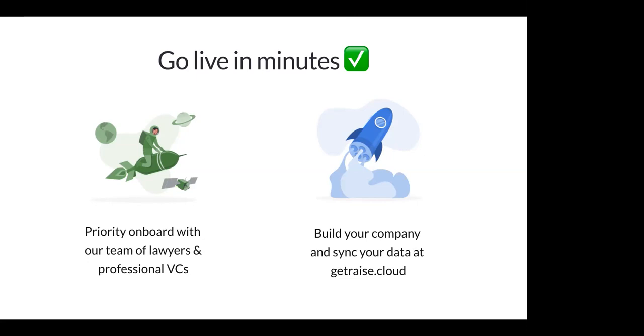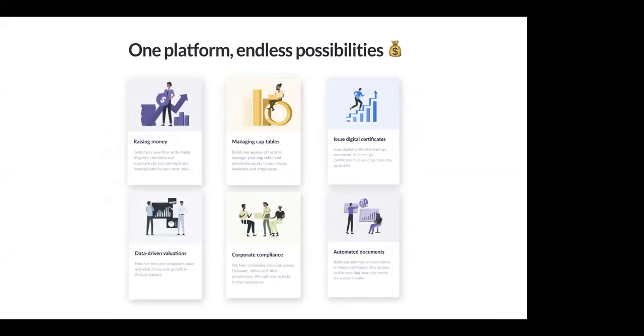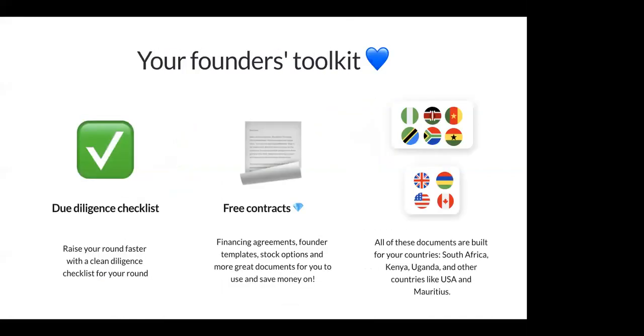And the second way is to sign up at getraise.io or getraise.cloud, where you sync your data, you upload your data yourself. And then from there, once your company is ready to go live, you get access to all the different features we were mentioning before: managing cap tables, building valuations, automating your legal compliance in different jurisdictions, and building valuations for the company.